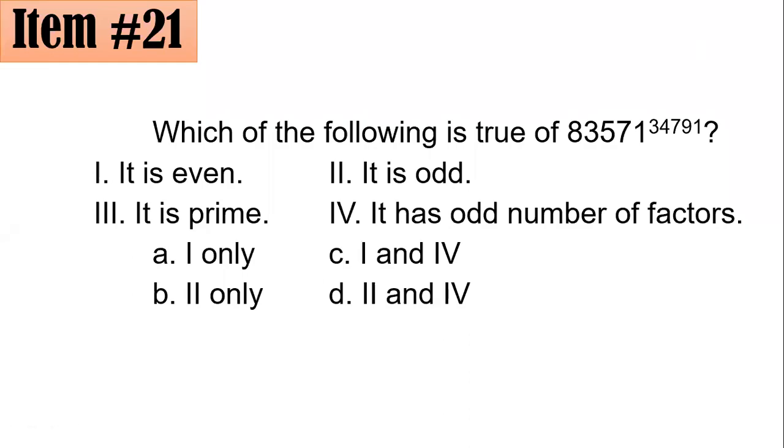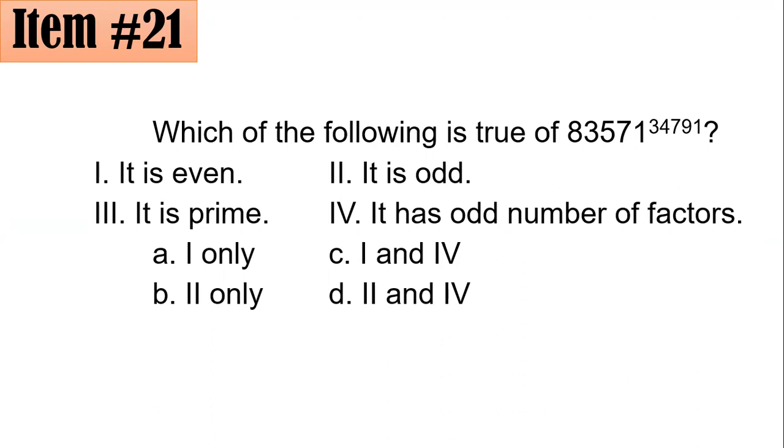All right. Moving on to item number 21. Which of the following is true of 83,571 raised to 34,791? 1, it is even. 2, it is odd. 3, it is prime. 4, it has odd number of factors. Is it 1 only, 2 only, 1 and 4, or 2 and 4?